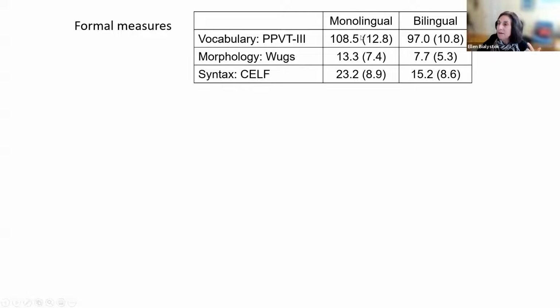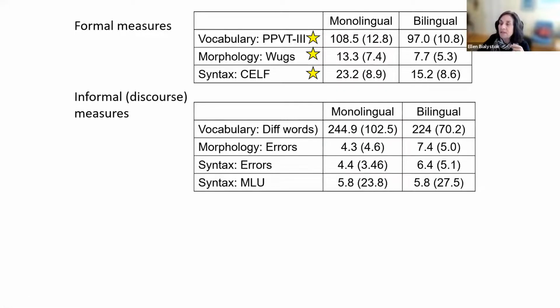And what we found is that on all of these formal measures, the monolinguals got significantly higher scores, just as we found with the PPVT scores. But then we took these same kids and we just asked them to talk. And we had them explain things, tell stories, and so on, and looked at the same kinds of measures. How many different words were they able to use? What was their morphology? How good was their morphology, their syntax, and so on.